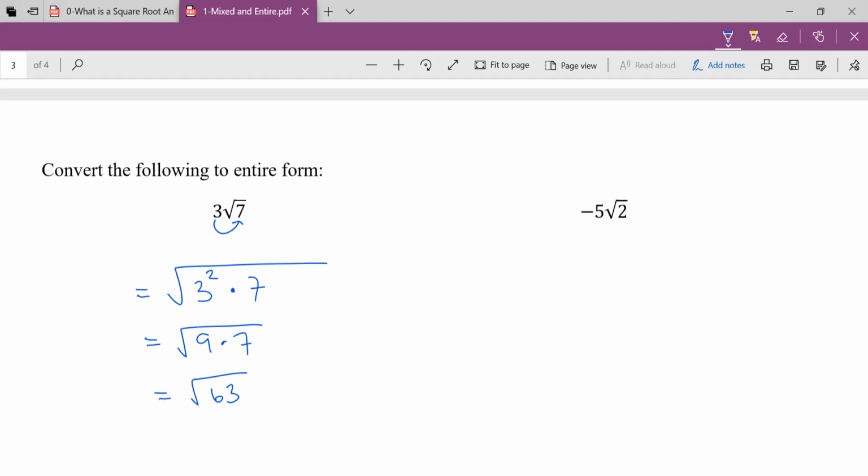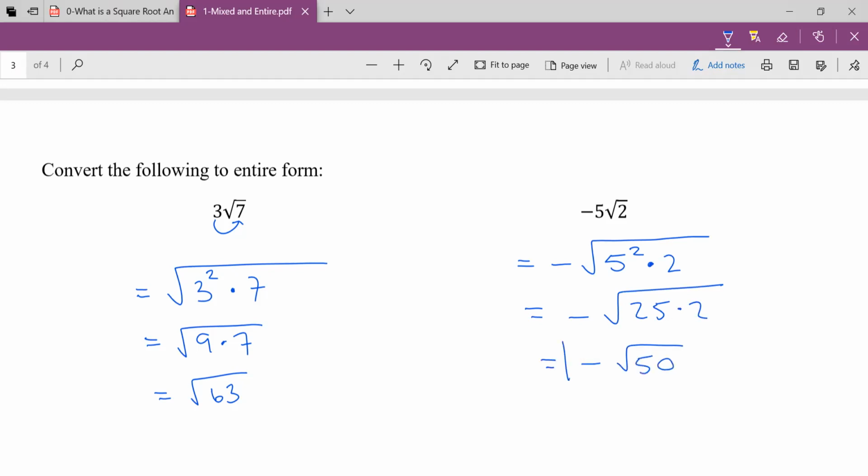Easy peasy. Okay, the next one here, every once in a while they try to trick us and they try to put this negative out front. Okay, all you're going to do when you see that negative is leave that negative out front because we can't take the square root of a negative number. But the 5 I'm going to bring underneath my radical sign by squaring it. So that's 25 times 2. And guess what? That's negative root 50. There it is. Okay, that's how it goes, my friends.